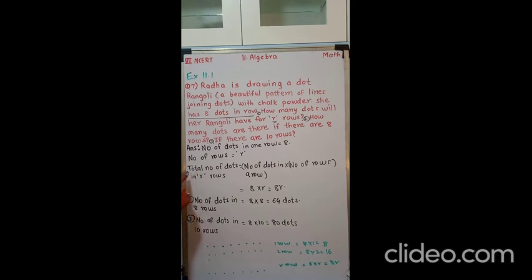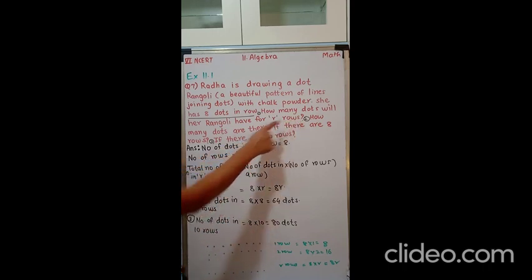So we are going to write down the first answer. Total number of dots in r rows equals number of dots in a row into number of rows. So in one row there are 8 dots, 8 into how many rows are there? r. So 8 into r is the answer for the first question.